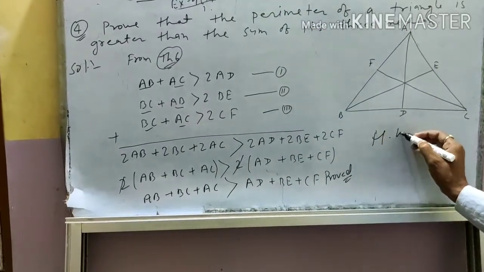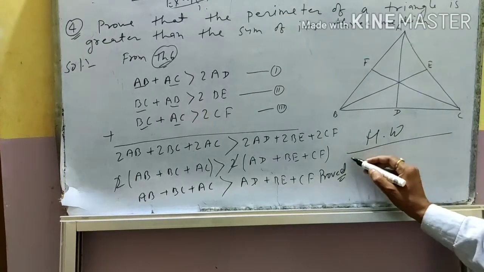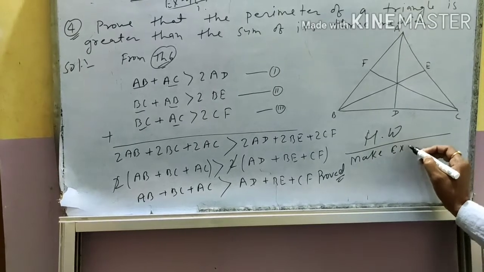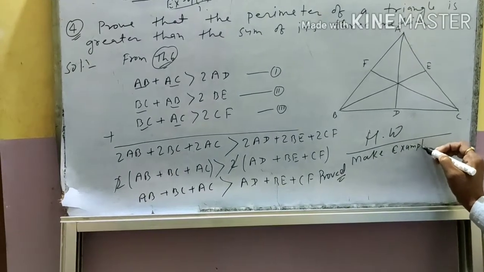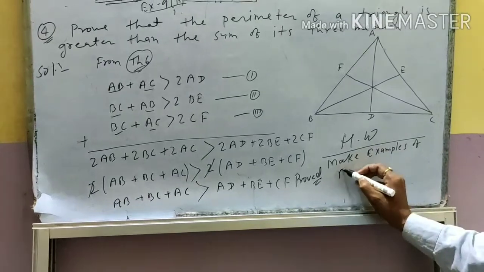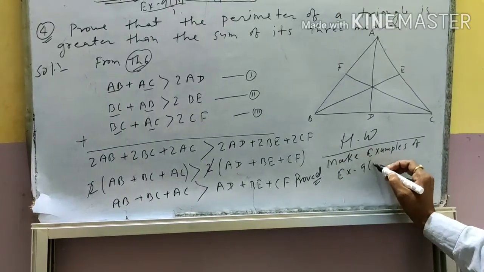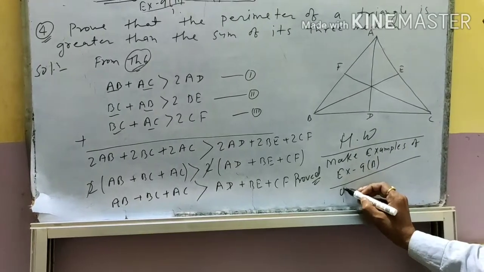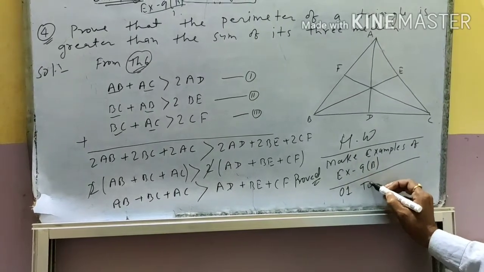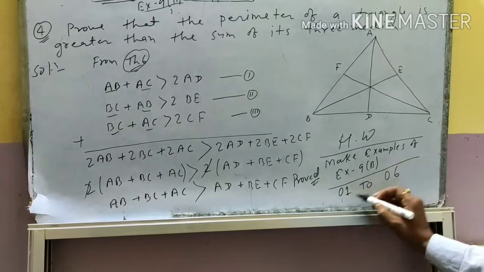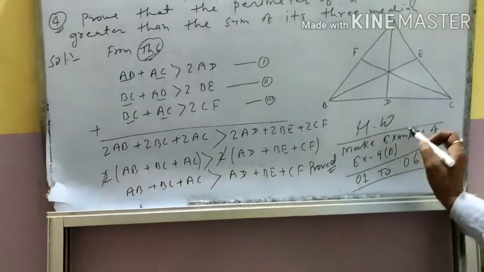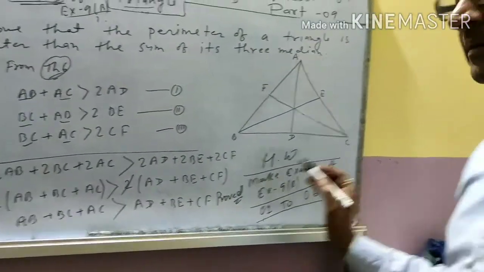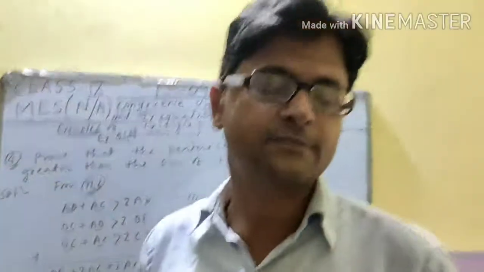So student, your homework is to make examples of exercise 9b, question number 1 to 6. If you have any problem, then ask the question. Okay, thank you.